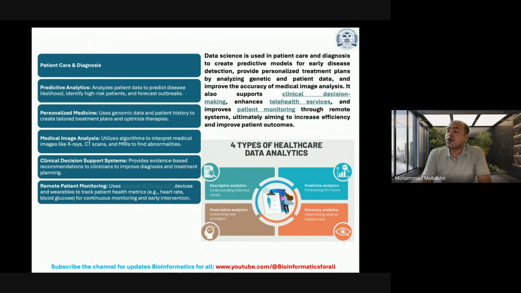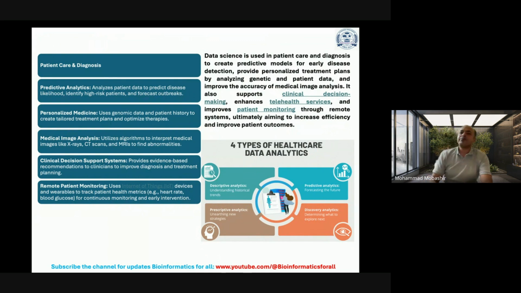Then, there is one of the finest application and easiest application, that is remote patient monitoring. That means the patient can be located in any part of the world and it is possible to diagnose even if the patient is not present closer to the doctors. So here you use the Internet of Things or IoT devices and be able to track the patient healthcare metrics. For example, heart rate, blood glucose for continuous monitoring and early interventions.